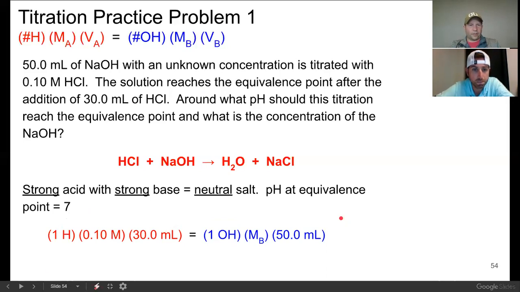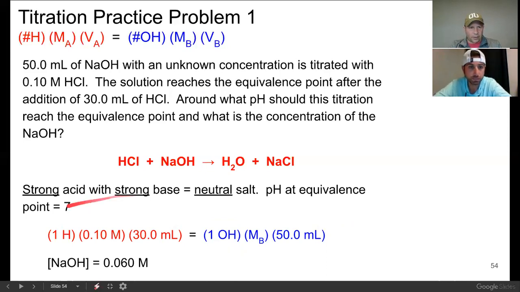All right, and there it is. The molarity of that, notice I put in brackets, the concentration of that is 0.060 molar. I think they can handle that. What do you think? Yep. All right, so notice the hydroxides were 1 and the hydrogens were 1.